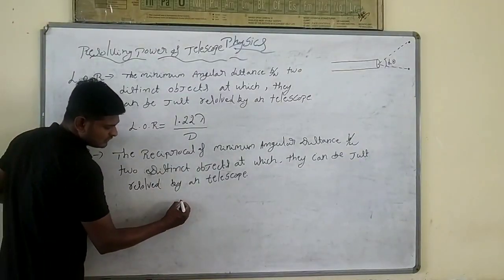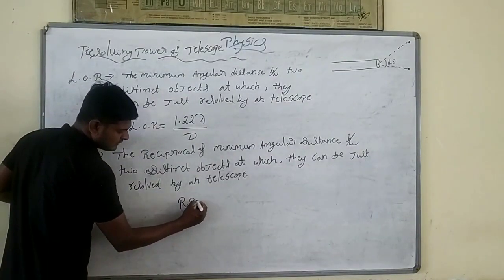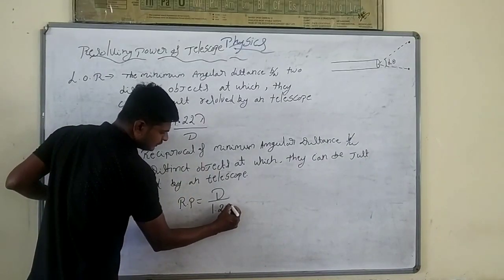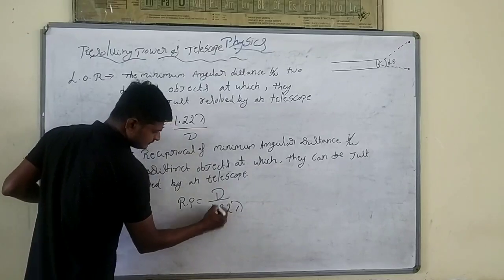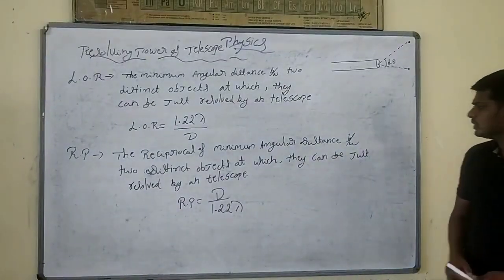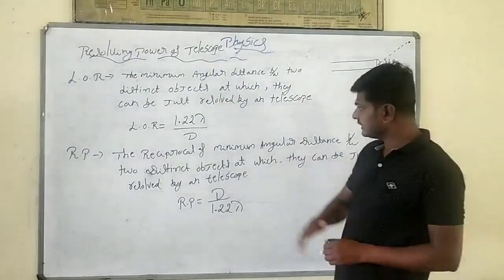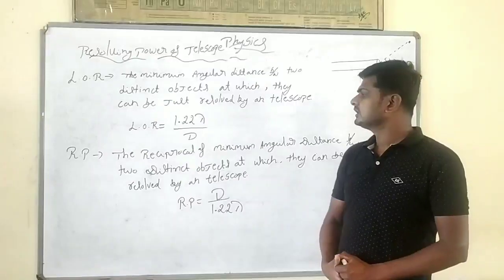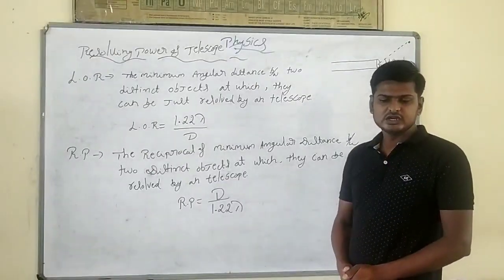Already we know that the limit of resolution is inversely proportional to the resolving power, which means the resolving power will be capital D divided by 1.22 lambda. Here, this is the limit of resolution and this is the resolving power of a telescope.